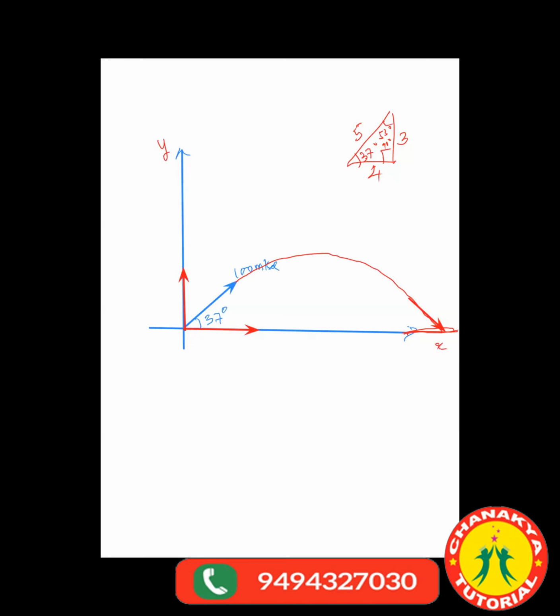It will be 100 cos 37 degree, right? And the vertical component will be 100 sin 37 degree. So if you calculate this value, 100 cos 37, you can get it from this triangle. This triangle you need to remember. So this will be 100 into cos 37, which means 4 by 5. So this will become 80. Okay. Similarly, if you calculate this value, it will become 60.